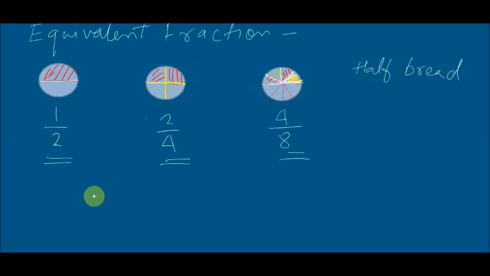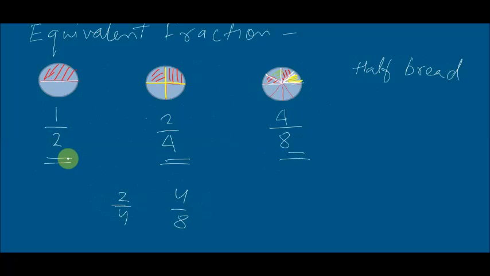Whenever you are asked in your questions whether 2 by 4 and 4 by 8 are equivalent fractions, how will you find out? What will you do? You will reduce the fraction. I told you that equivalent fractions come from a common multiple of the numerator and denominator. So by taking any common number we can divide the numerator and denominator to reduce the fraction to its simplest form. Here the simplest form of all these three fractions is 1 upon 2.